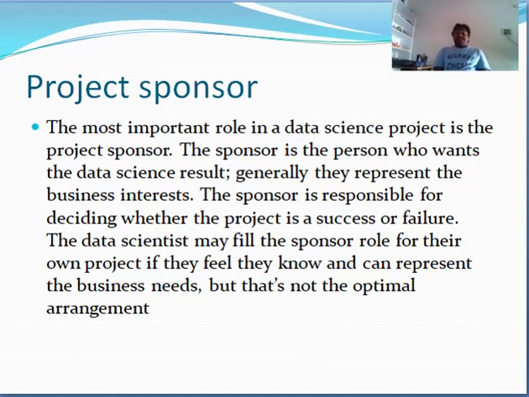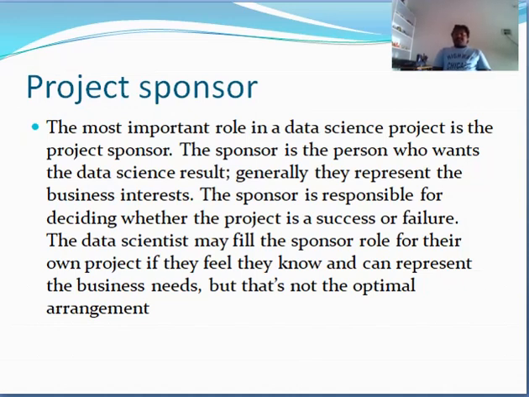Generally, they represent the business interest. The main role of the sponsor is to represent the business interest. The sponsor is responsible for deciding whether the project is a success or failure. Once the project is sponsored, he decides whether the project is successful or failed.